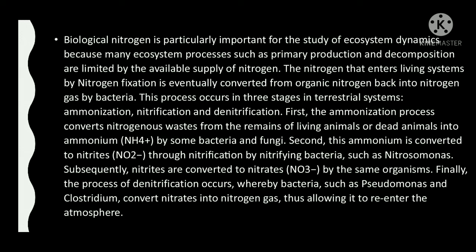First, the ammonification process converts nitrogenous wastes from the remains of dead animals into ammonium by some bacteria and fungi. Second, this ammonium is converted to nitrites through nitrification by nitrifying bacteria such as Nitrosomonas. Subsequently, nitrites are converted into nitrates by the same organisms. Finally, the process of denitrification occurs, whereby bacteria such as Pseudomonas and Clostridium convert nitrates into nitrogen gas, thus allowing it to re-enter the atmosphere.